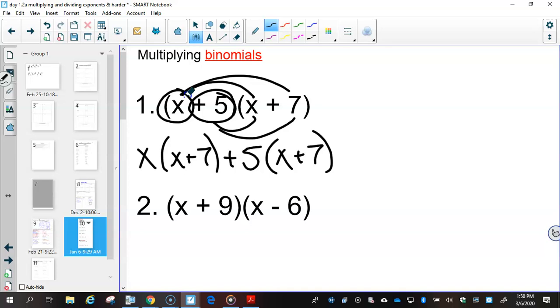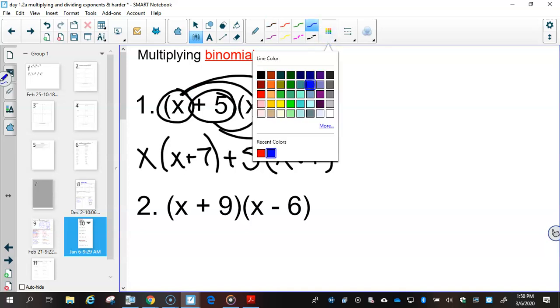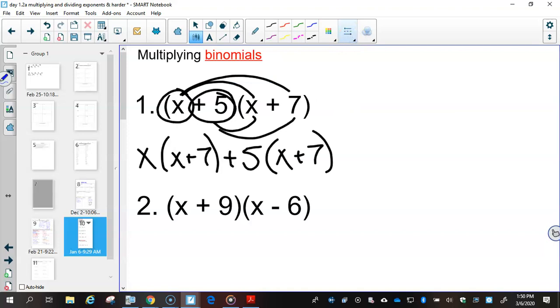What is x times x? X squared. X times 7, 7x. 5 times x, 5x. And 5 times 7, 35. Can we combine any like terms?